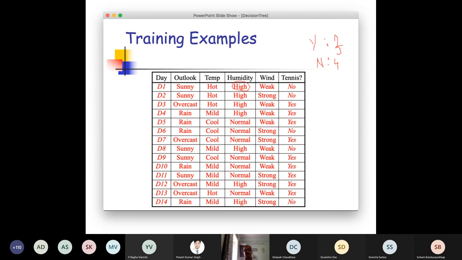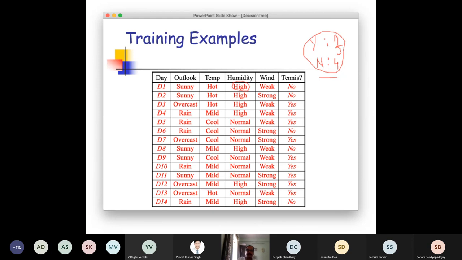So what is the entropy of this partition? In the same way as you have said, minus 3 by 7 log of 3 by 7, always base 2 you should consider. Again, minus 4 by 7 log of 4 by 7. Is it clear? Fine. So you get an entropy for this particular set.